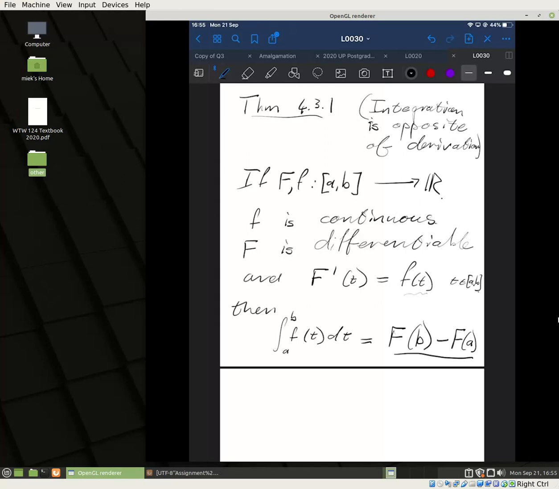And I often have a slip of the tongue. I say the antiderivative, but there are of course infinitely many antiderivatives of any function which has an antiderivative. Why do we have infinitely many? This is where your constant of integration comes in. The constant of integration can be anything, and if you think about it, it will get cancelled in this difference here. So this is what I call the form of saying integration is the opposite of derivation.